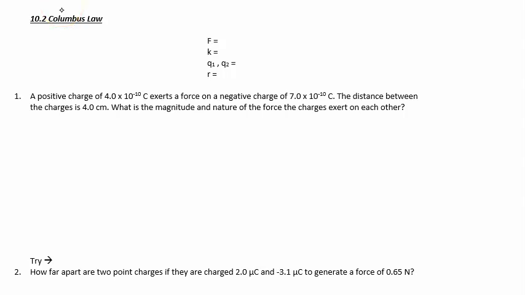Hello, welcome to lesson 10.2, Coulomb's law, and this is really just going through many of the examples dealing with specifically this formula, F is equal to K Q1 Q2 over R squared, where F is the force, the electrostatic force between things measured in newtons. K is Coulomb's constant.